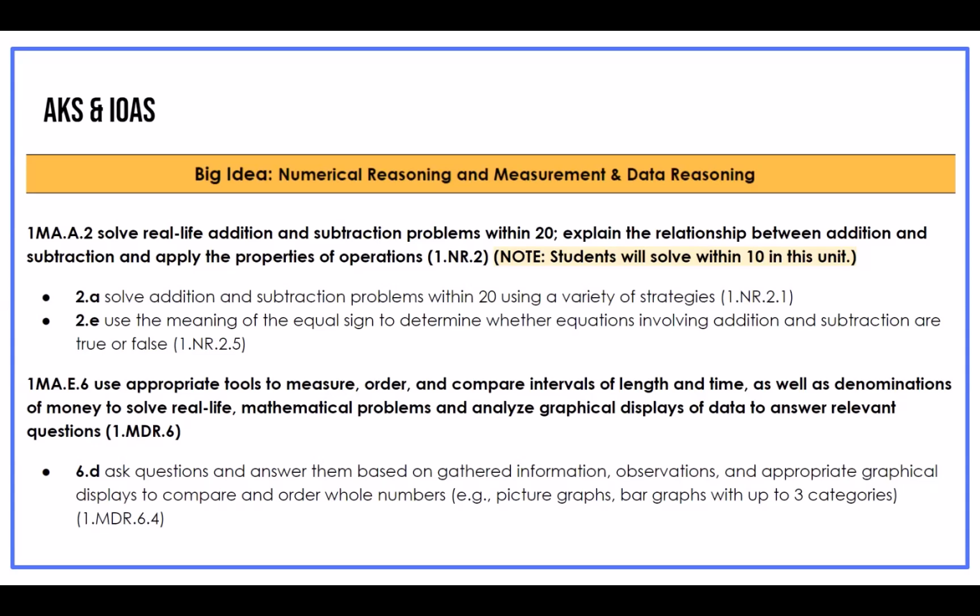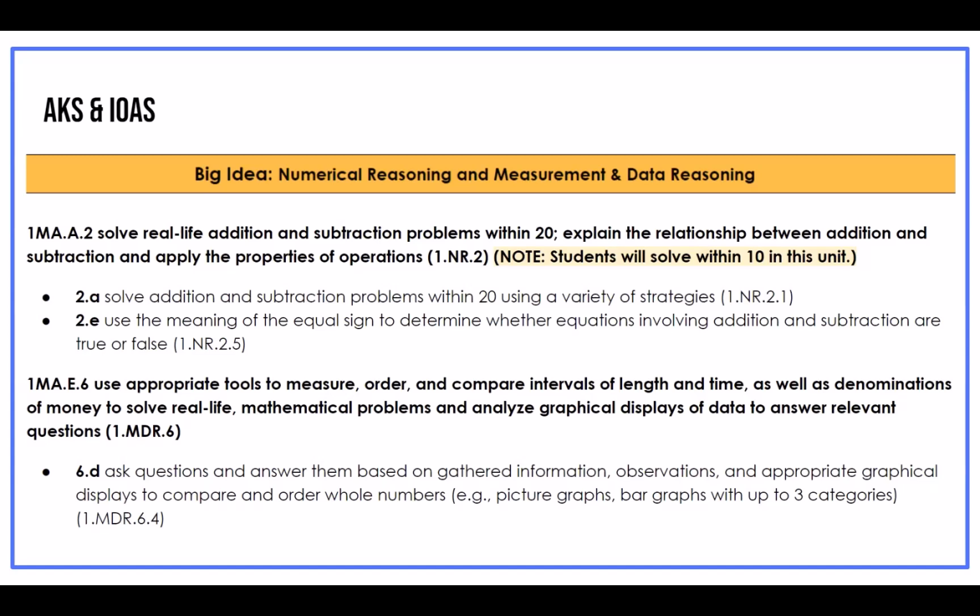For IOA 2E, at this time, we are really honing in on the meaning of the equal sign in a true addition or subtraction equation. This IOA will repeat again in Quarter 2, where students will do more work with determining if equations are true or false. You will see in the pacing that this IOA is always clustered with 2A in this unit.